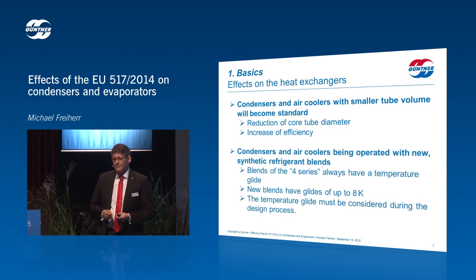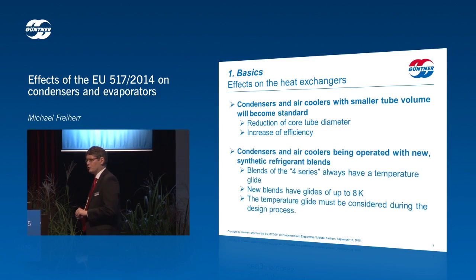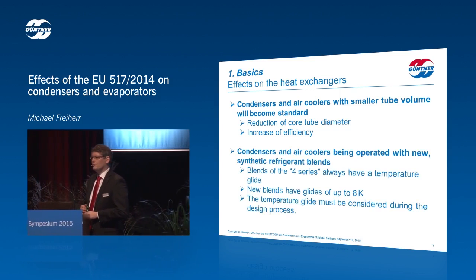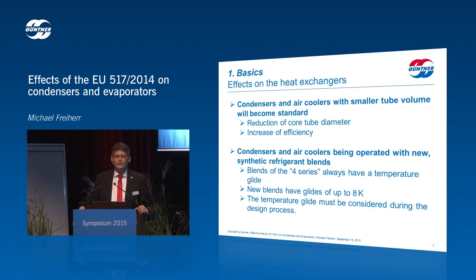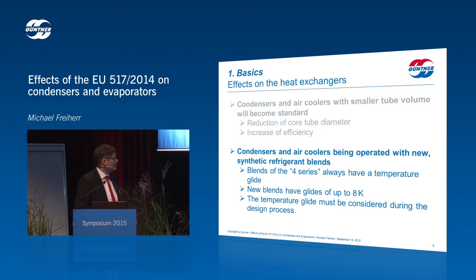And the second point is that all heat exchangers, condensers and air coolers will be operated in the future with the new synthetic refrigerant blends. If they have a 4 in advance, so if they're from the 4 series, they are zeotropic. That means they have a high temperature glide. And this is a challenge we have to face as an industry, and we at Güntner in particular, because we are the manufacturers of heat exchangers. In my presentation, I will only talk about the refrigerant temperature glide, but more about that later.